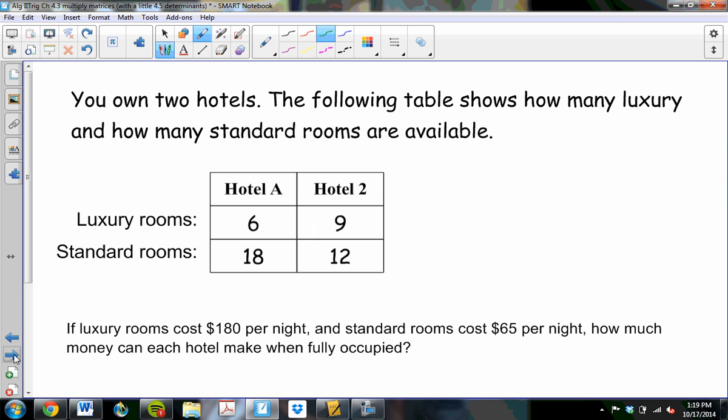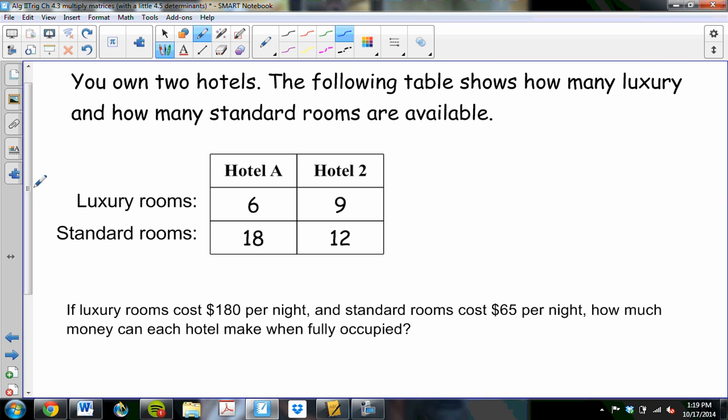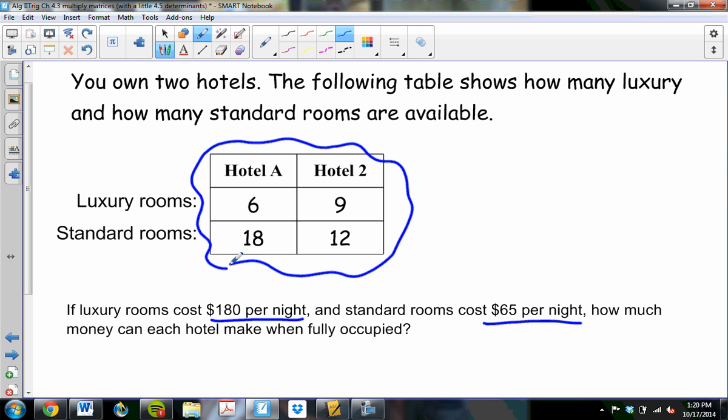Finally, here's kind of the first example I'll show about where this can be useful. And matrices are absurdly useful. Okay, they're one of the most useful things we're going to learn. If lecture rooms cost $180 per night and standard rooms cost $65 per night, we've got this hotel scenario. Well, one way that we could calculate the income we'll make from these rooms is I could take my cost and put it in a matrix. So here's 180 for Hotel A, and here's 65 for Hotel B.